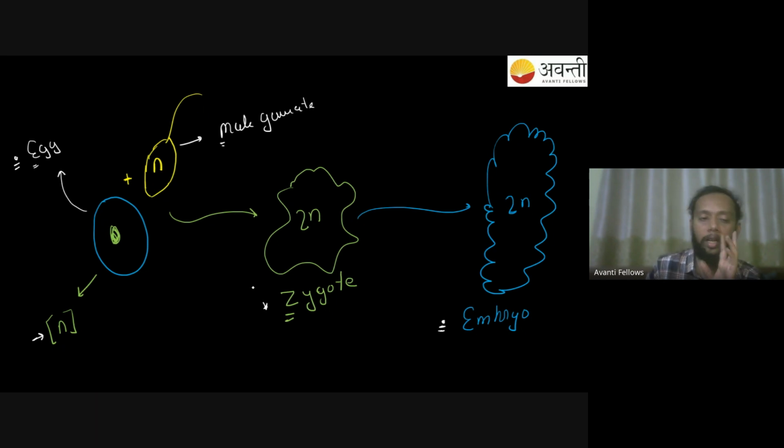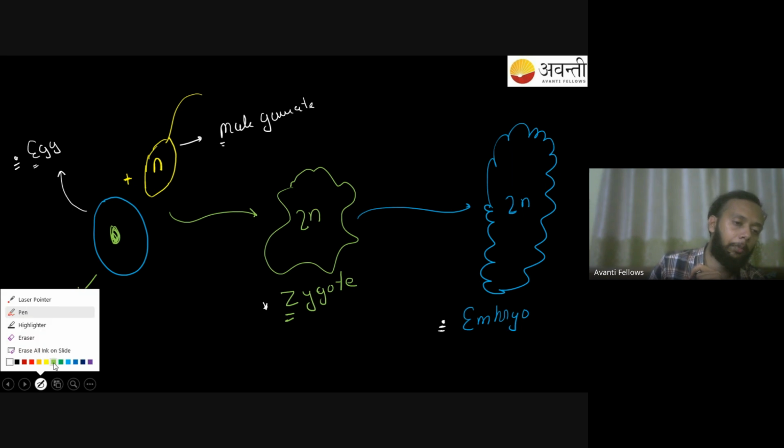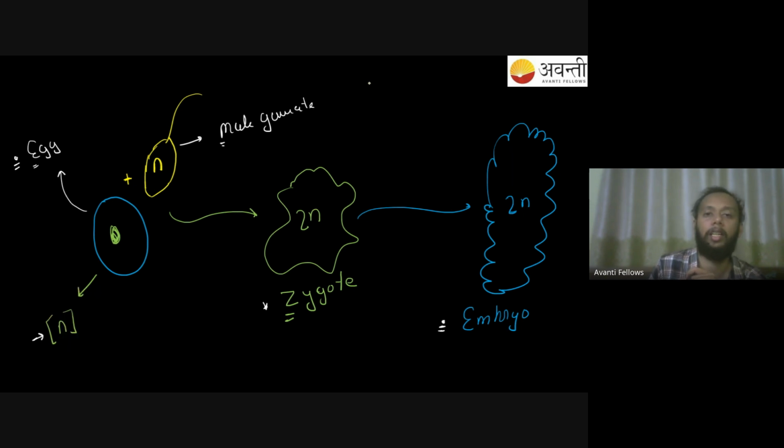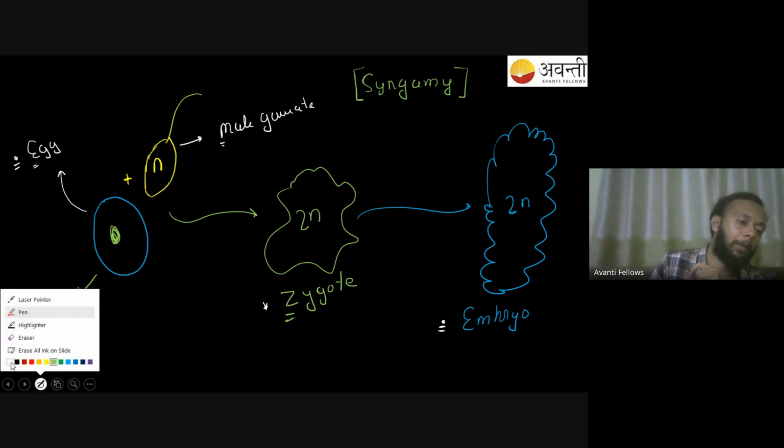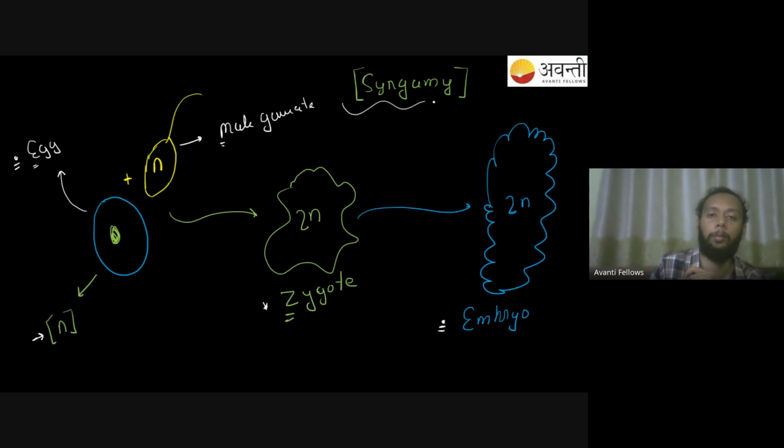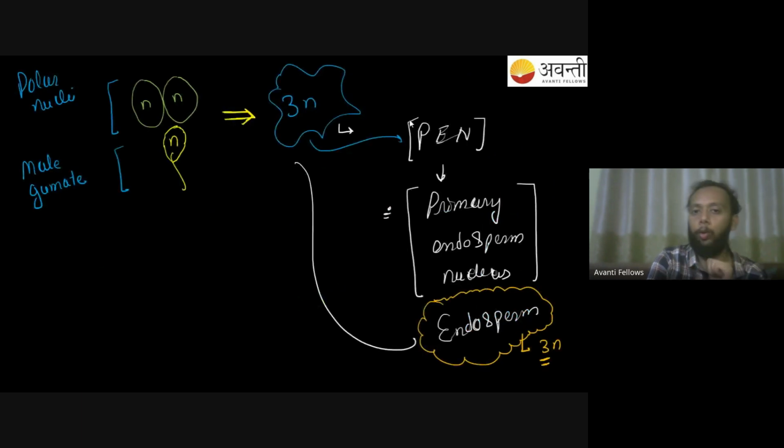Now understand one thing very carefully. Whenever the male gamete is going to fuse with the egg, this event is called syngamy. So syngamy simply means that when my male gamete fuses with the egg, that will lead to the formation of a zygote, and that event will be remembered as syngamy. So keep this one thing in mind. That is something you have to know.